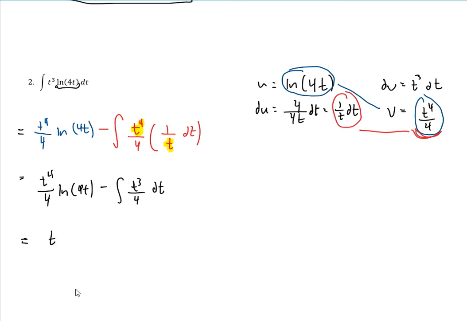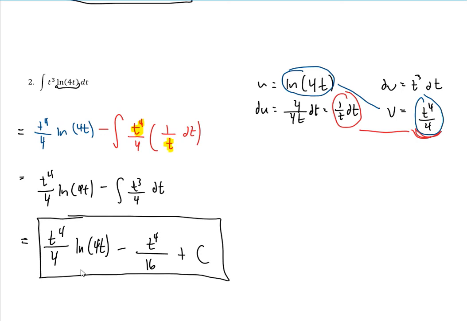So my first term is still just the same. T to the 4th over 4, ln of 4t. And then minus this integral as well, use the power rule. So add 1 to the power, so t to the 4. And then times the denominator by that new power. So that 4 would get times by another 4 to give us 16. And now that there's no more integral signs, throw in that plus c at the end. And there it is. It's all done.